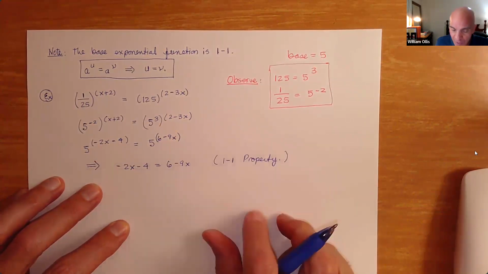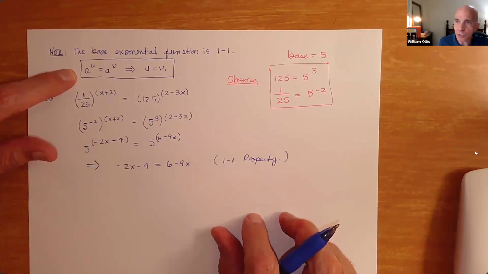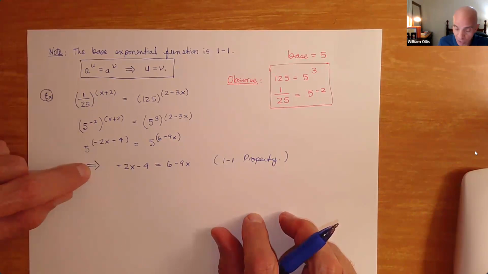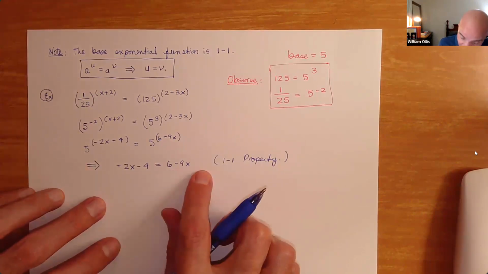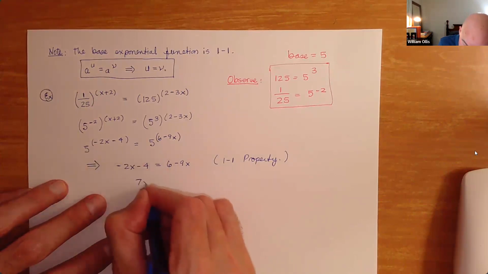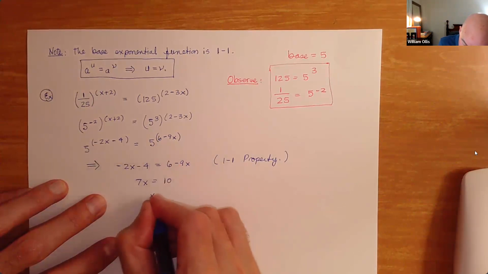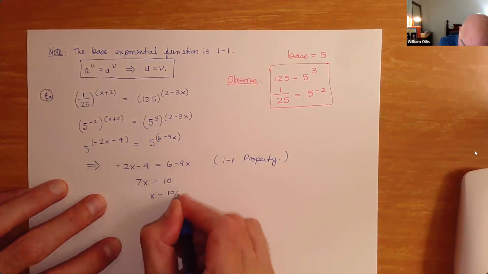Again, we know that this is the definition of 1-to-1. So if we are assuming that the base a exponential is 1-to-1, we can make use of it. And we see how useful it is in this particular problem. So now we can isolate the x. If we add 9x to both sides, we get a 7x. And adding 4 to 6, you get a 10. And then, of course, x is just 10/7.